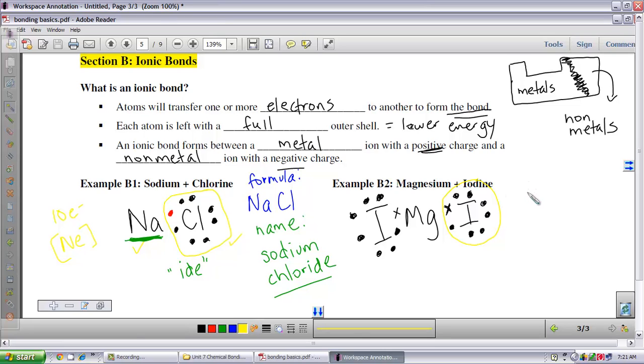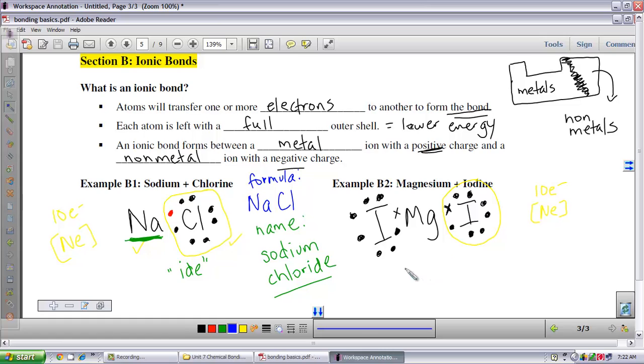Again, if you look at the periodic table, magnesium after losing 2 electrons has 10 electrons, which again gives it the electron configuration of neon. Now his protons don't change, his neutrons don't change, so he's still magnesium in his identity. However, he has the electron configuration that's more stable of neon.